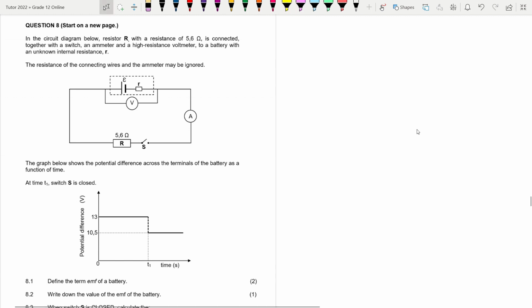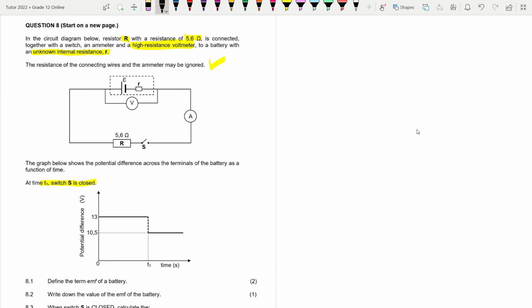In the circuit diagram below, resistor R with a resistance of 5.6 ohm is connected together with a switch, an ammeter, and a high resistance voltmeter to a battery with an unknown internal resistance r. The resistance of the connecting wires and the ammeter may be ignored. The graph below shows the potential difference across the terminals of the battery as a function of time. At time t1, switch S is closed. Okay, thank you very much.